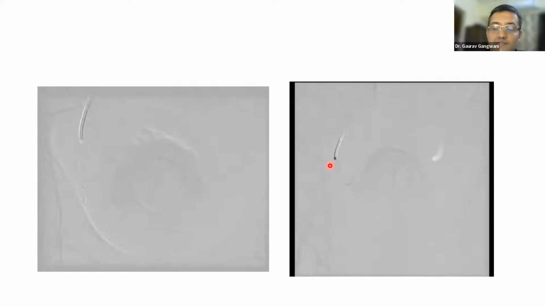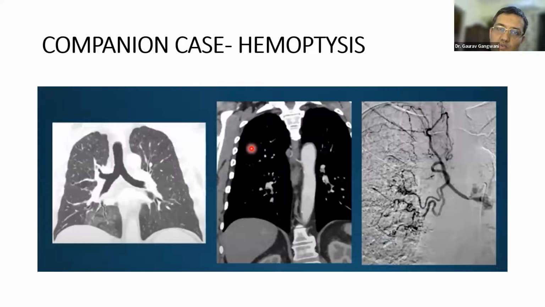So sometimes this ischemia, especially for this case, we used particles as small as 150 to 250 microns, because on both sides we could reach a very distal extent, and we knew that there are no collaterals or non-target areas which we want to avoid.